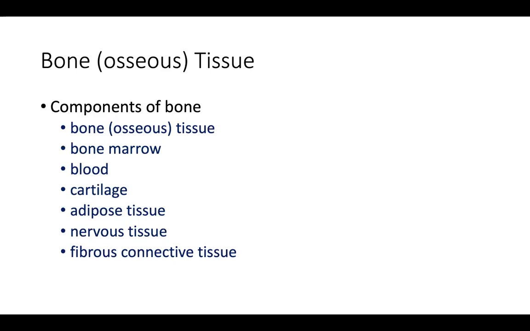So I'll be focusing on the first bullet point, bone tissue, a little bit about bone marrow, and then essentially where the blood and nerves come in. I'll mention some cartilage as well. Yeah, so we'll go into a little more detail on some of these aspects, more so than others. But those are the 7 components of bone when you think of a bone.